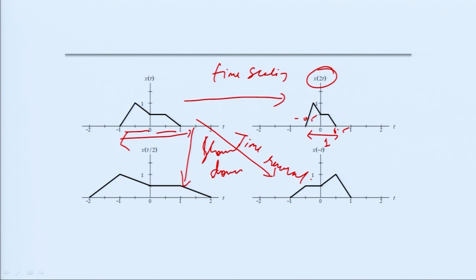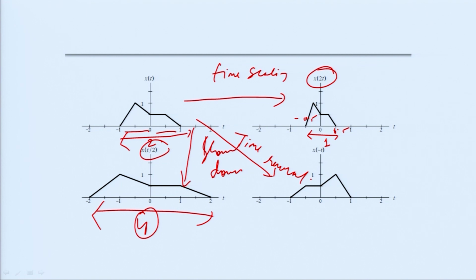See here in slow down, earlier the duration was 2, now we are slowing down by 2, that means the duration will be doubled. So, earlier it was 2, now it will become 4. There won't be any change in the magnitude.